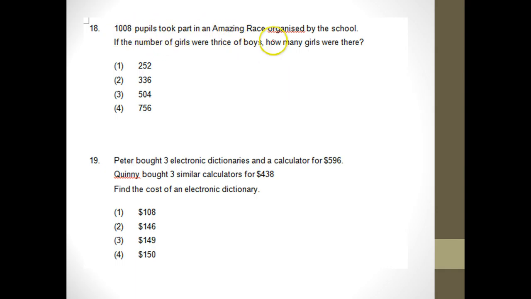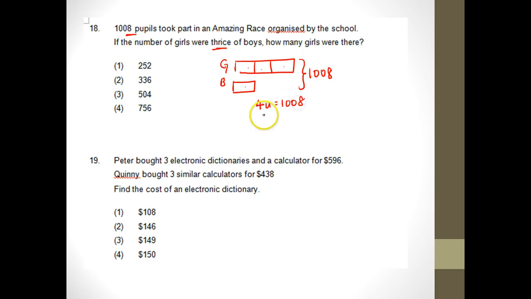Question 18. 1008 pupils took part in an amazing race organized by the school. The number of girls was thrice the number of boys. So now I need to compare the girls and the boys. Girls, 3 units; thrice, boys is 1 unit. Total of 1008. So 4 units is 1008. 1 unit will be 1008 divided by 4.